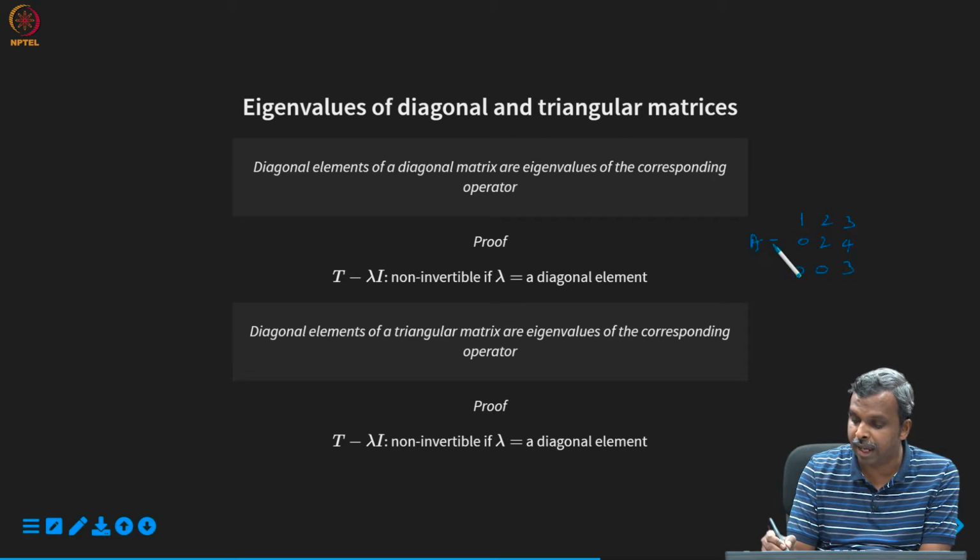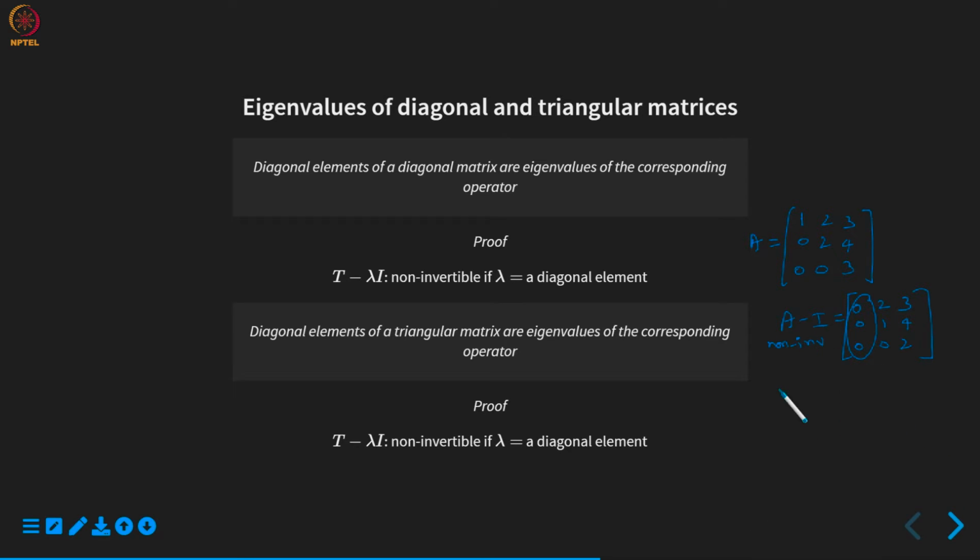Suppose this is A, and if you want to look at A minus I, that's very easy: 0 2 3, 0 0 4, 0 0 1. You can see here that it becomes non-invertible. What about A minus 2I? You will have minus 1, 2, 3, 0, minus 1, 4, 0, 0, 0.